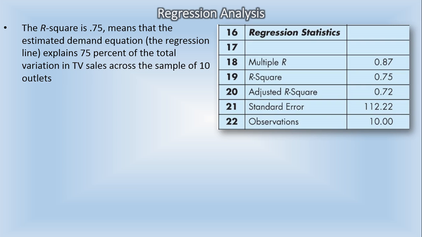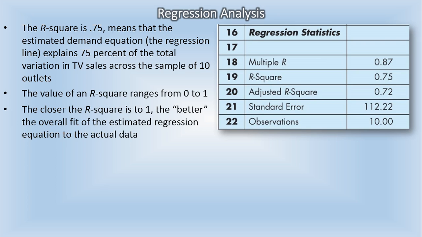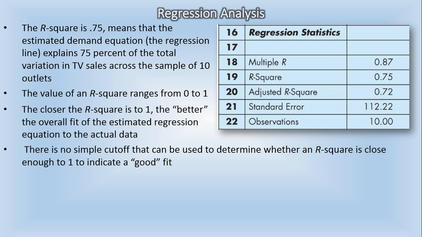But if we were to include the price of related goods, income, amount spent in advertising, etc., that'll explain more of that variation in the actual quantity demanded. And so it would be a better fit. You'd get a higher R squared. The value of an R squared can range from 0 to 1. The closer R squared is to 1, the better the overall fit of the estimated regression equation to the actual data. There's no simple cutoff that can be used to determine whether an R squared is close enough to 1 to indicate a good fit.